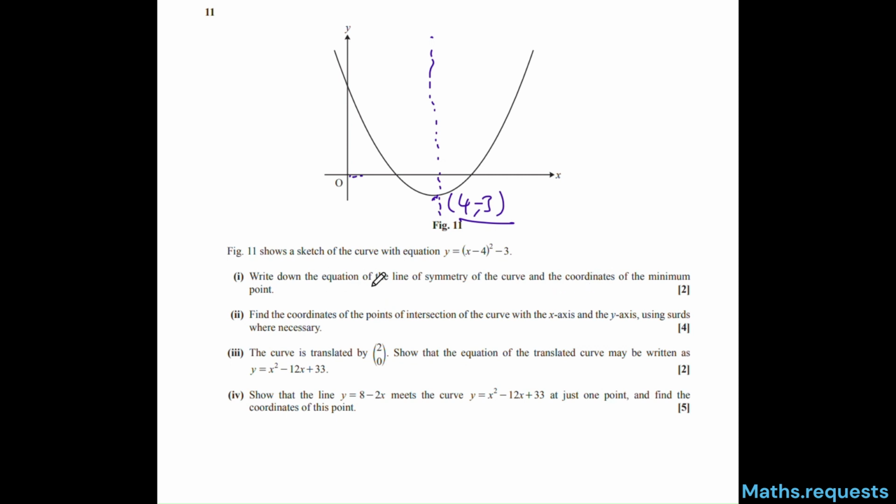And then the equation of the line of symmetry is going to be this line here that splits the x squared curve and passes through this point. So your equation of the line of symmetry is going to be x equals 4.